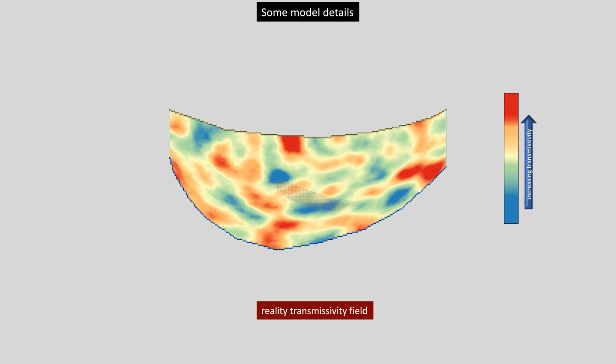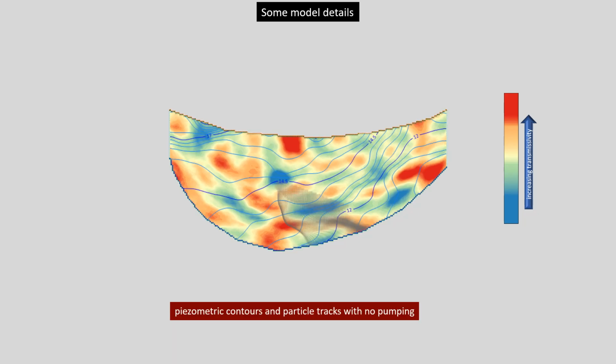Now, I'm using hydraulic conductivity and transmissivity interchangeably here because I'm assuming the aquifer is only 1 meter thick. In retrospect, I should have assumed 10 meters thick. I would have got higher pumping rates in what you're about to see. But it's the principles that matter, not the details. So this is transmissivity, this is hydraulic conductivity.